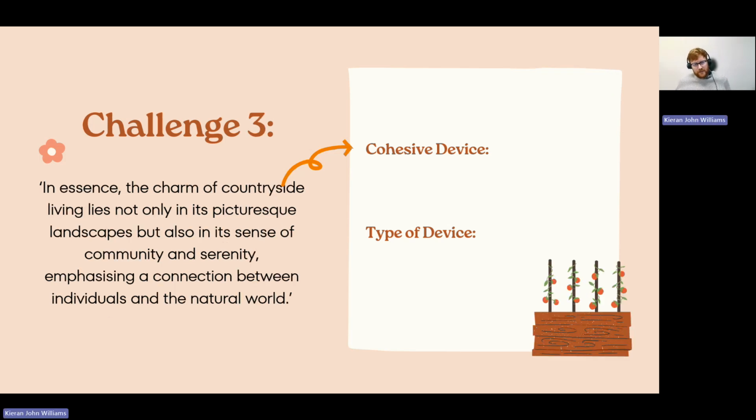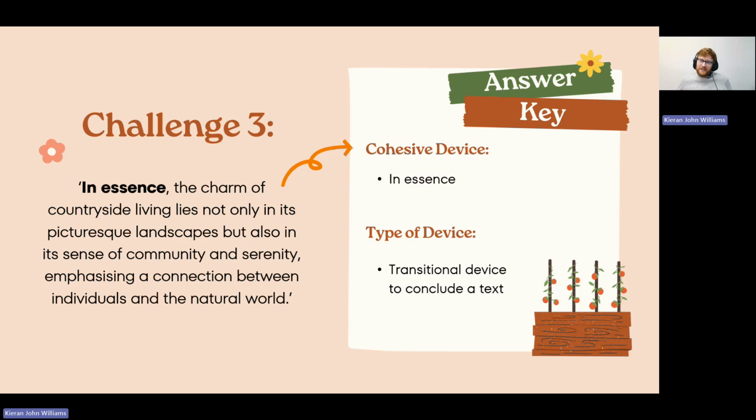So the third one, in essence, the charm of countryside living lies not only in its picturesque landscapes, but also in its sense of community and serenity, emphasizing a connection between individuals and the natural world. So, what is the device and what type of device is it? Well, we have here in essence.